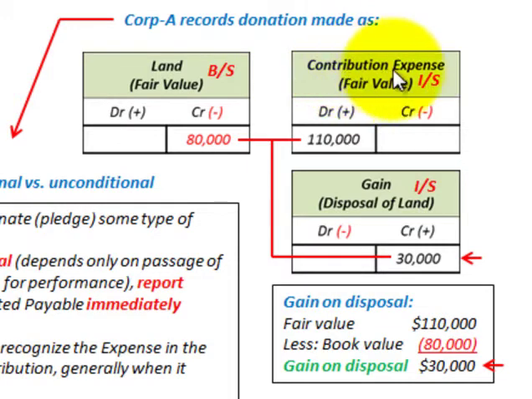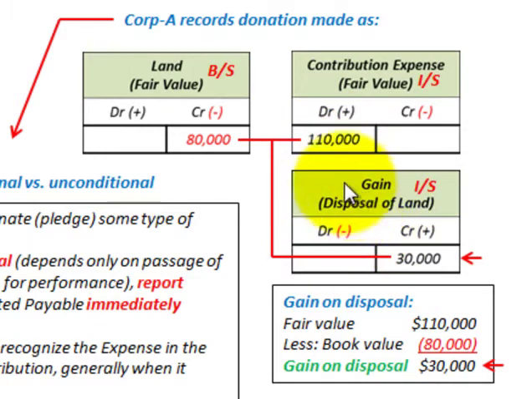Corporation A would recognize a contribution expense again at the fair value. The land is at its fair value, and the contribution expense is at its fair value. Contribution expense on the income statement, and they would debit that for $110,000, the fair market value of the land at the time of the donation.